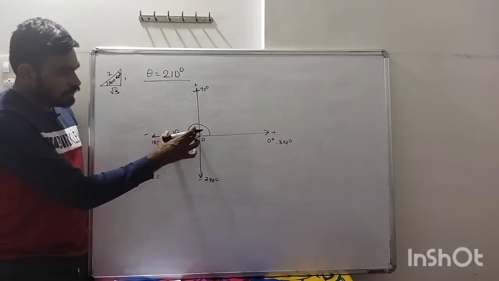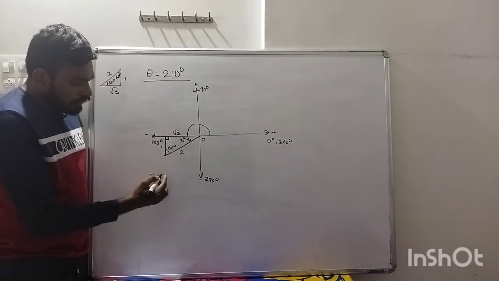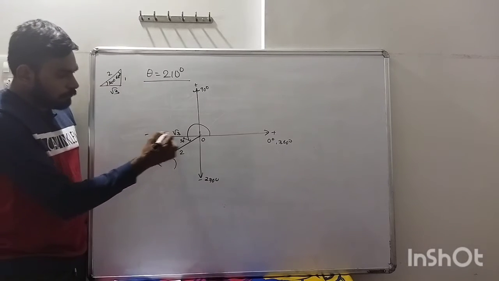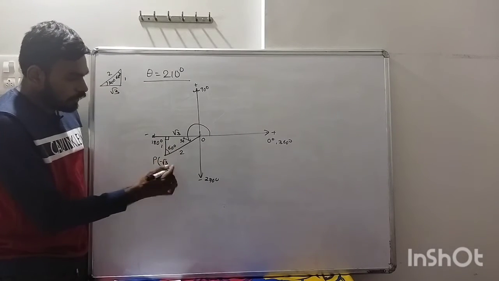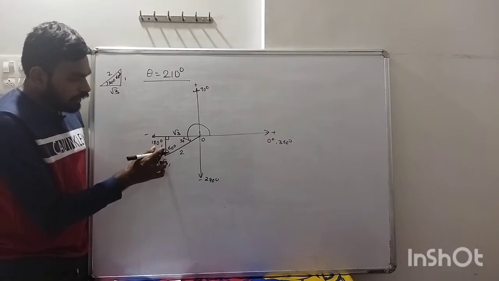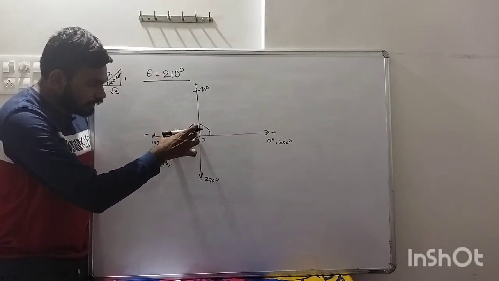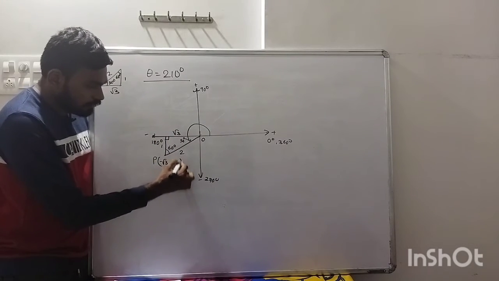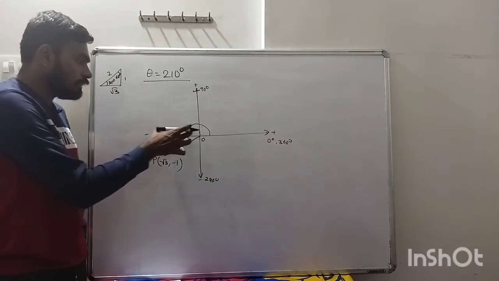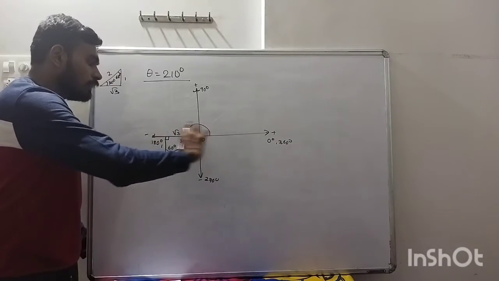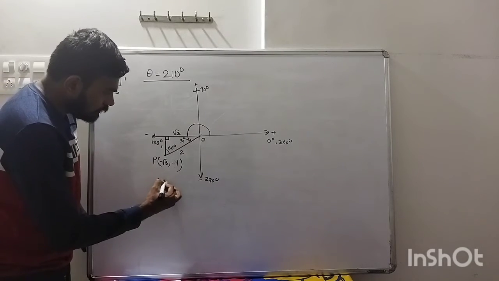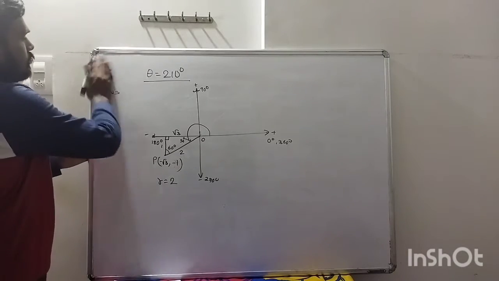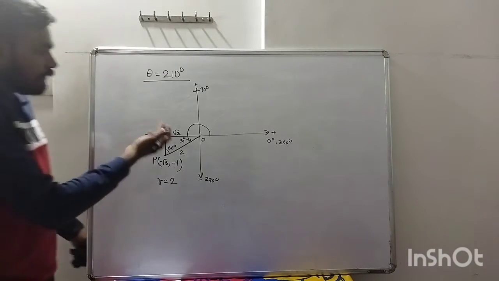So from here what do we get for x? This is the negative side, so the value of x here is negative root 3. The point will be: on the x-axis negative root 3, and on the y-axis negative 1. And r is 2. So using this, we can find all the trigonometric ratios now.